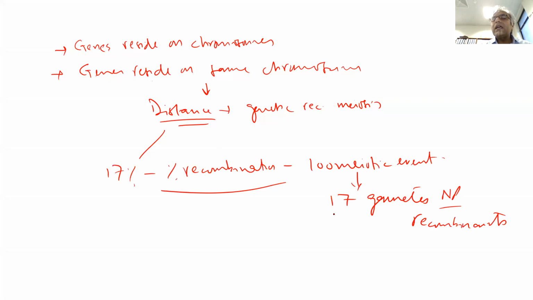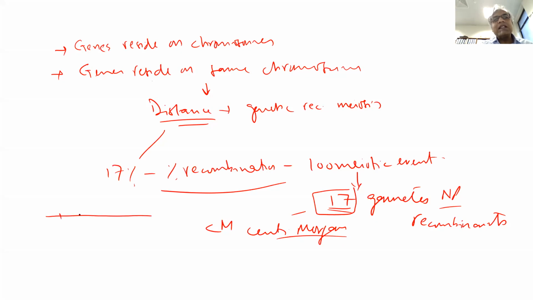So sir, that is not referring to the distance between the genes, right? That is referring to the distance between the genes. And they name this physical distance centimorgan, to honor their mentor, T.H. Morgan. 17 centimorgans means that between black and vestigial the physical distance is 17.